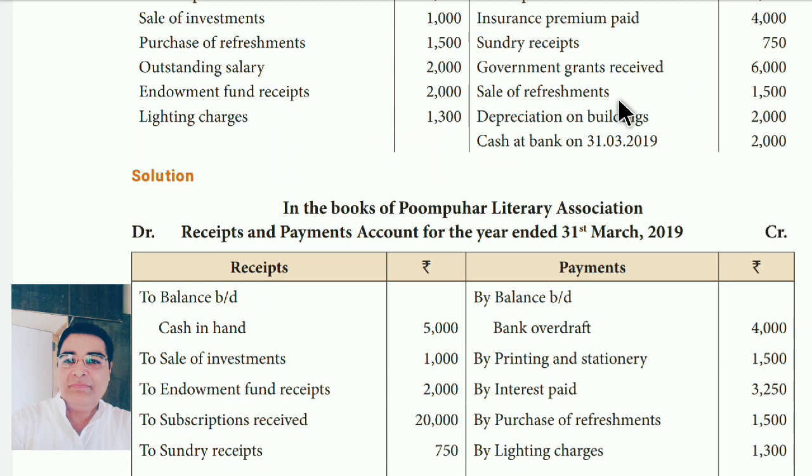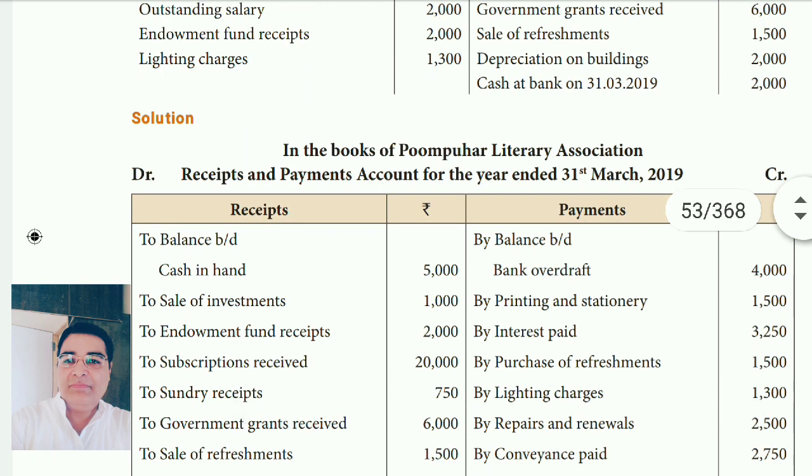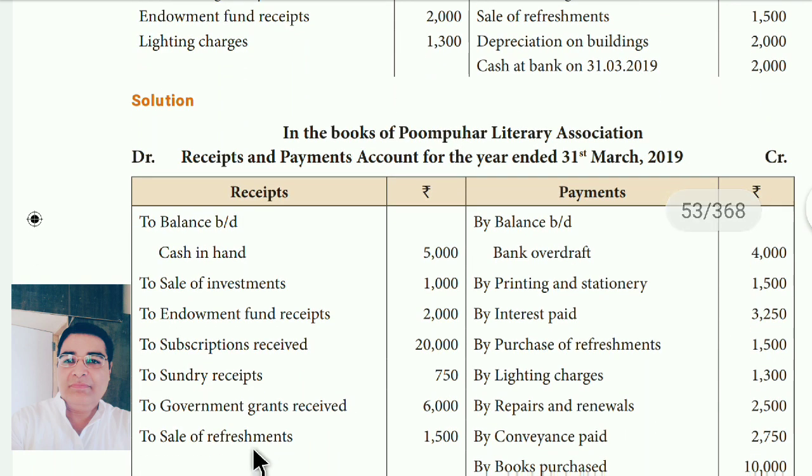Next one, what is it? After sale of refreshment, sale of refreshment will come under which side? Sale itself is an income. So it will come in the receipt side. That is sale of refreshment.